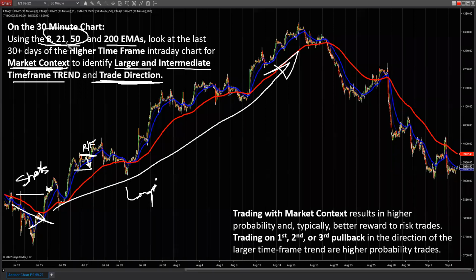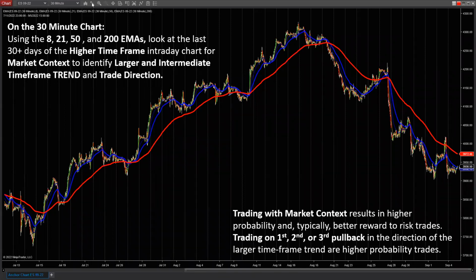So when the 8 is above the 21, is above the 50, focus on longs. Okay, if the 8 is below the 21, below the 50, fine, look at trading short trades. What you want to do is line yourself up with that larger time frame context. Okay, it's going to make trading a whole lot less frustrating, and you're going to have higher reward to risk trades. So again, for the most part, focus on longs.